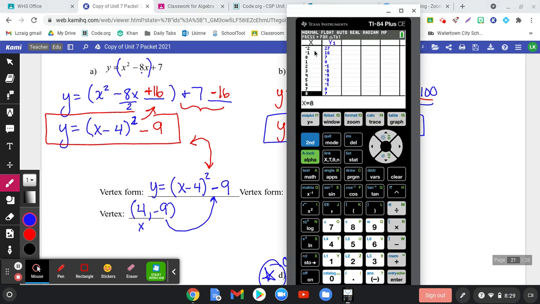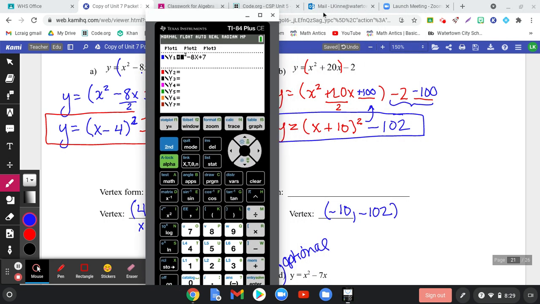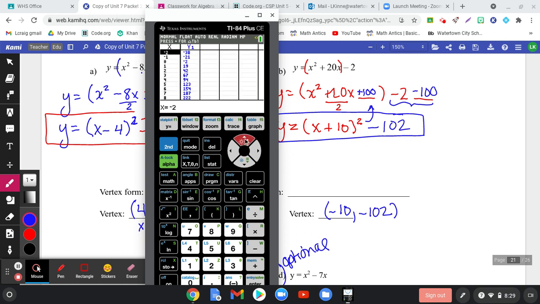So let's go to the calculator, which again, you could have done initially to find your vertex to help you work backwards. So x squared plus 20x minus 2, the original equation. Take a look at the table. There it is, -10, -102. Everything else has a match.